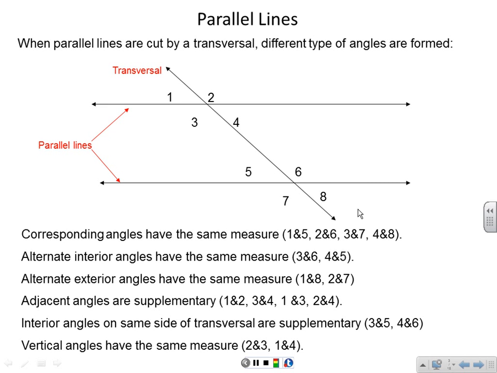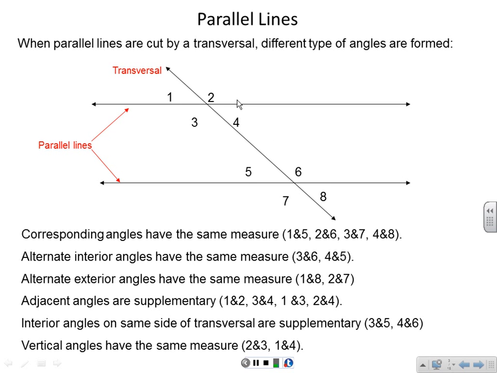And then you have alternate interior angles have the same measure as well. Alternate interior angles. So interior means that they have to be on the inside of the parallel lines, and alternate means they have to be across the transversal. So for example, 3 and 6 are alternate interior, and 4 and 5 are alternate interior. So 3 and 6 are equal measure, and 4 and 5 are equal measure.